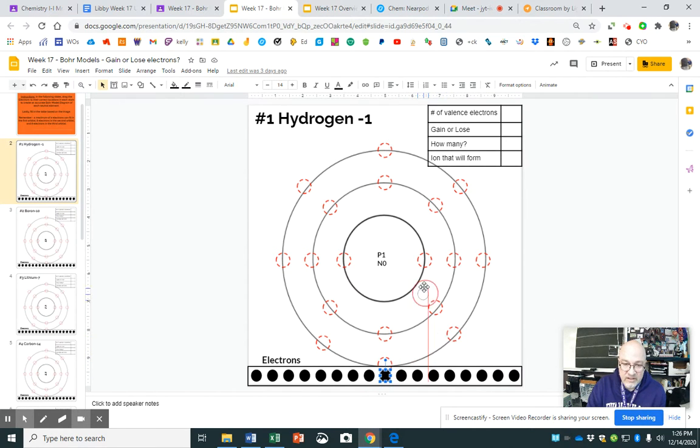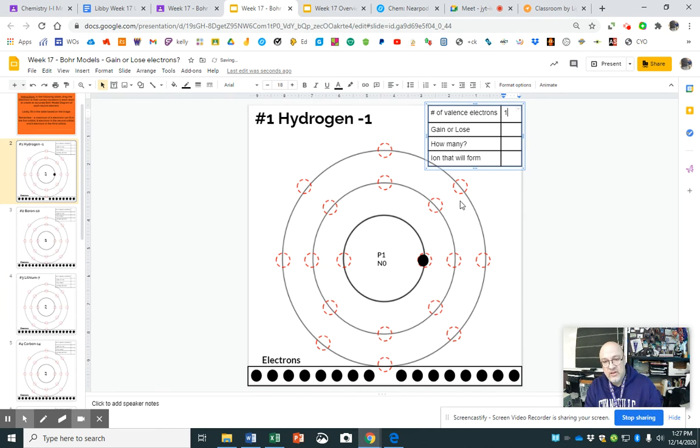You want to put it on the shell closest to the nucleus, because that is the lowest energy level. You put it out here, it's called excited, and we don't want to make excited atoms. So we're going to make the lowest energy form right there. So valence electrons are electrons in the biggest shell. There's 1 electron. It is the biggest shell, so there's 1.